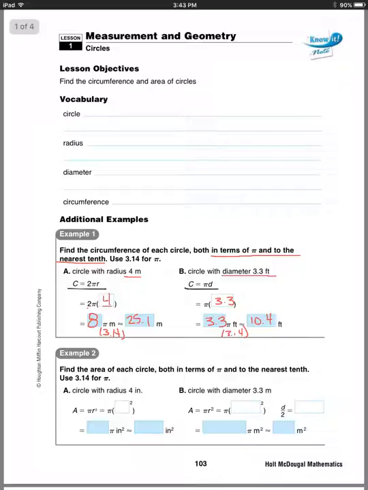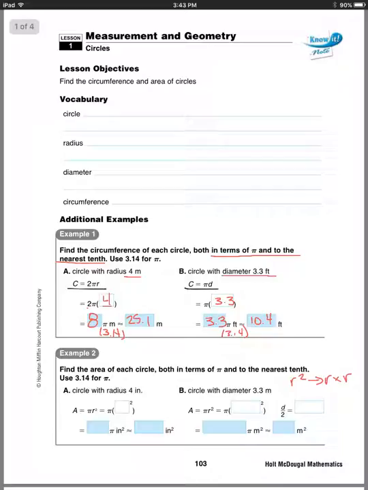Okay? Find the area of each circle, both in terms of pi and to the nearest tenth. Use 3.14 for pi. So, when you're using area, you're only using one formula, pi r squared. And remember, r squared is like saying r times r, so the radius times itself.